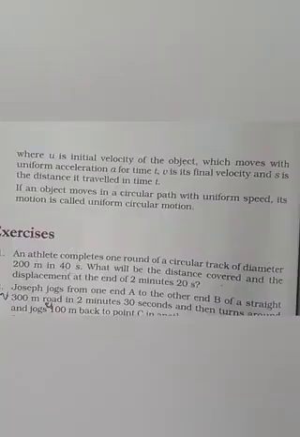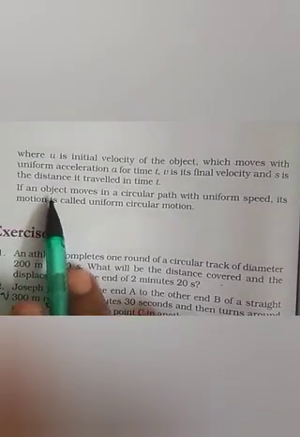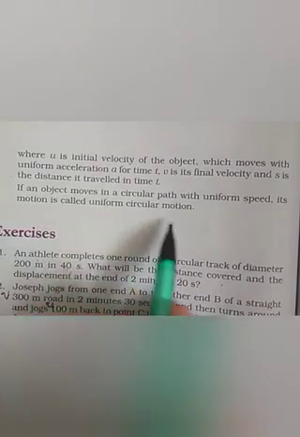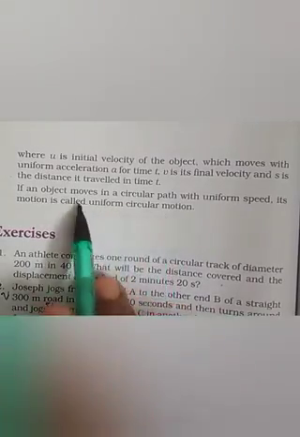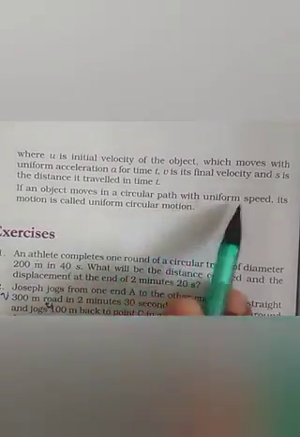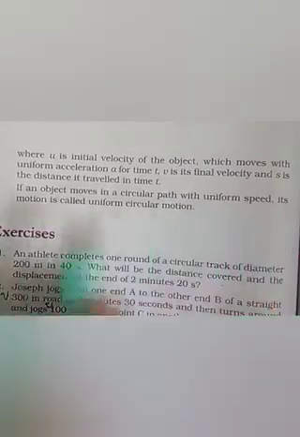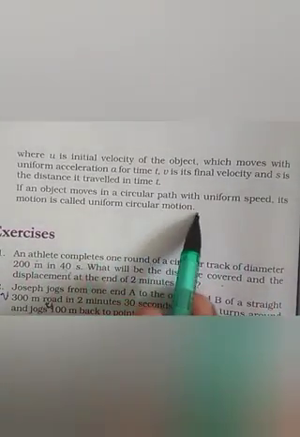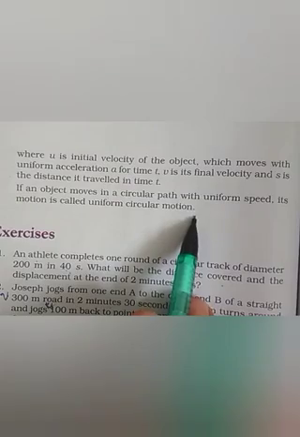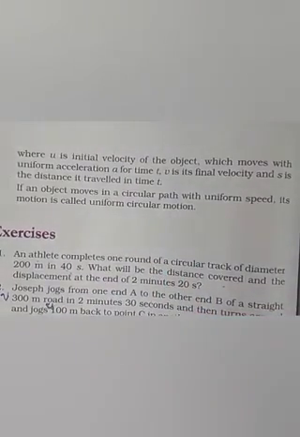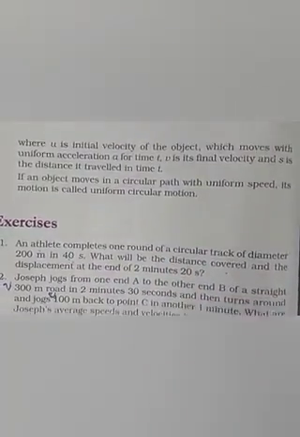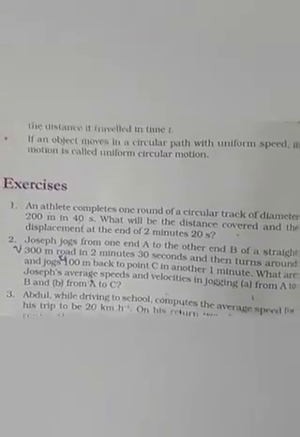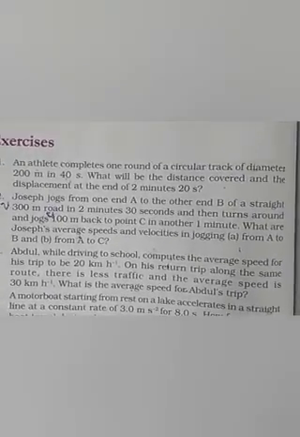And the last one, we saw the uniform circular motion. An object moves in a circular path with uniform speed. Its motion is called uniform circular motion. It is moving with the continuous speed, so it is called uniform circular motion. Now let's solve the exercises.